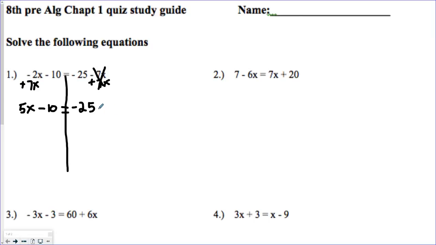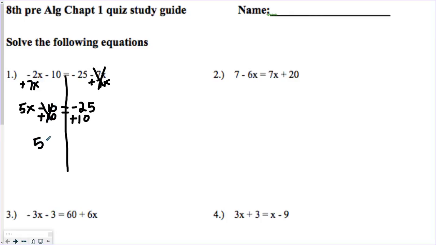So what do I do? Well, again, I do the opposite of what's being done to get rid of the numbers. So if I see a minus 10, I'm going to add it, because that will get rid of the minus 10. And then whatever I do on one side, I have to repeat on the other. That's the golden rule for equations, is you can do anything you want, but whatever you do on one side, you have to repeat on the other. Now this goes away, and I'm left with 5x.